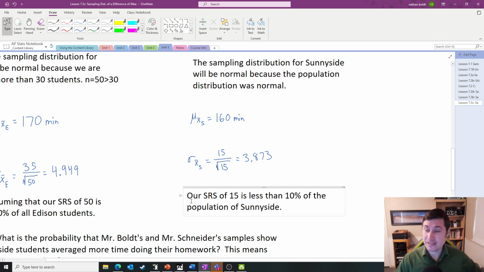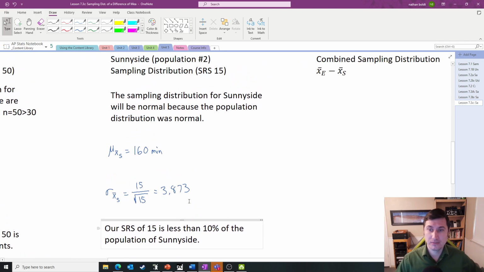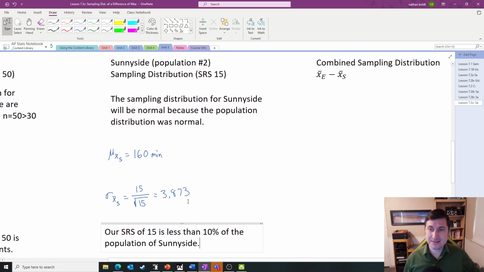All right, now it's time to combine them, isn't it? So, the combined sampling distribution. To compare these, we're going to do Edison minus Sunnyside. The order here oftentimes doesn't matter. If you wanted to do Sunnyside minus Edison, you certainly could. That sometimes changes the way you do an analysis question, but it still works. It just determines how you will answer and how you will type things into your calculator later.